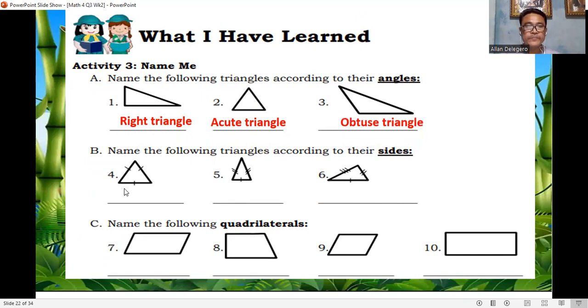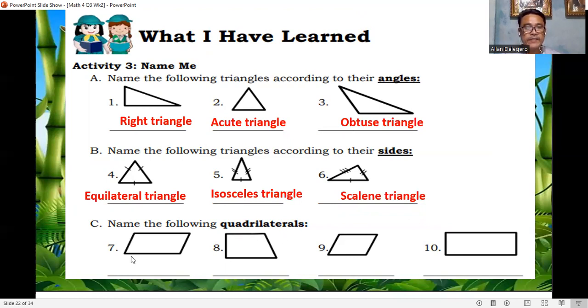Letter B. Number 4, 3 sides are equal, and this is an equilateral triangle. Number 5, 2 sides are congruent or equal, and this is an isosceles triangle. And number 6, no sides are equal, and this is a scalene triangle.